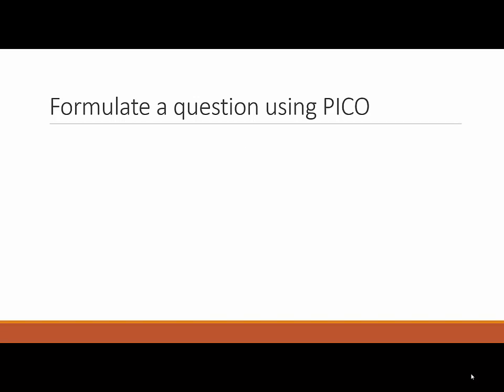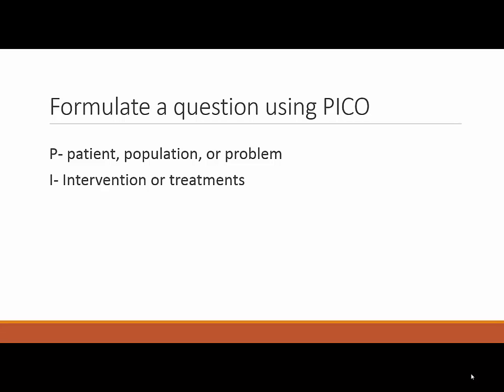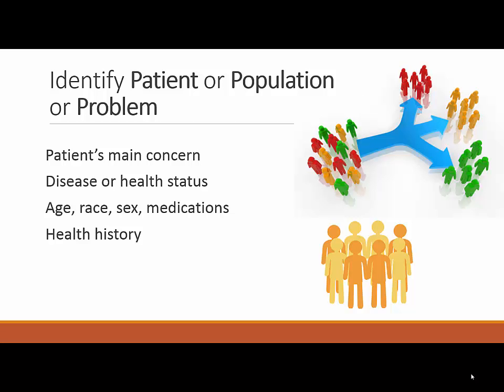A useful memory aid for asking these questions is PICO, where P is the patient, population, or problem, I is the intervention or treatment, C is the comparison or control, and O is the outcome. In general, the patient or population or problem would be defined by the concern, disease or health status, as well as relevant factors such as age, race, sex, medications, or other health history.